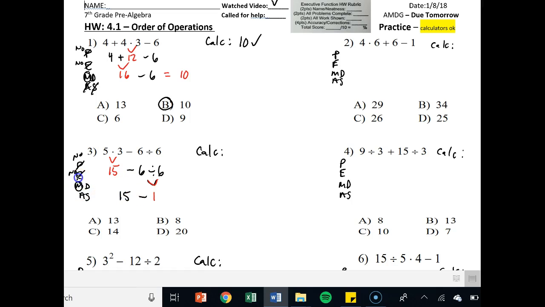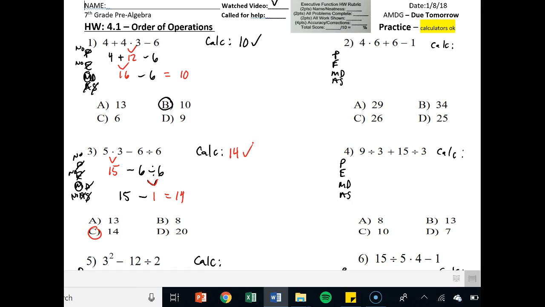So we started with MD. We did our division. There's no addition. You can cross that off and say no, and we end with subtraction. So 15 minus 1 is 14. Now go ahead and take your calculator and type in 5 times 3 minus 6 divided by 6. And hopefully you should get 14, which is exactly what you get.